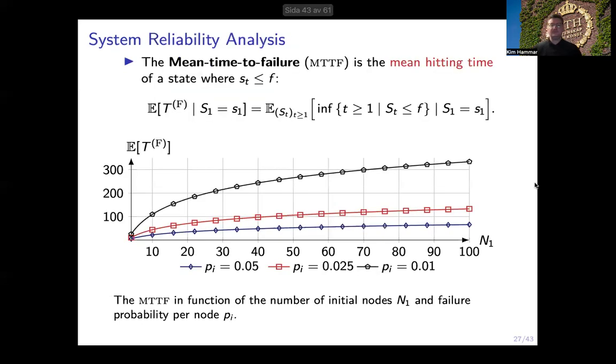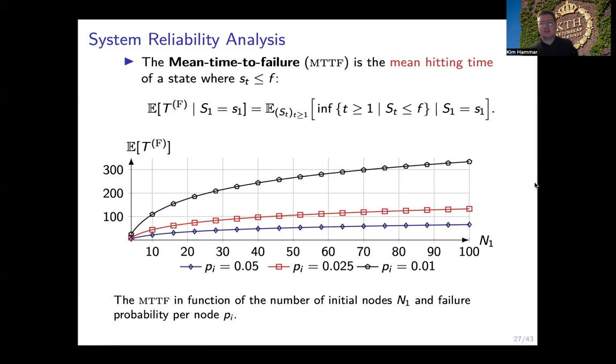So in particular, we know from the previous proposition that the system provides correct service as long as we have 2f+1 nodes. This means that we need to have at least f+1 healthy nodes, and as a consequence, the mean time to failure of the system equals the mean hitting time of a state in the game which is less than or equal to f. And here I've plotted the mean time to failure in function of the number of nodes, and as you would expect, the more nodes we have, the larger the mean time to failure will be in general.